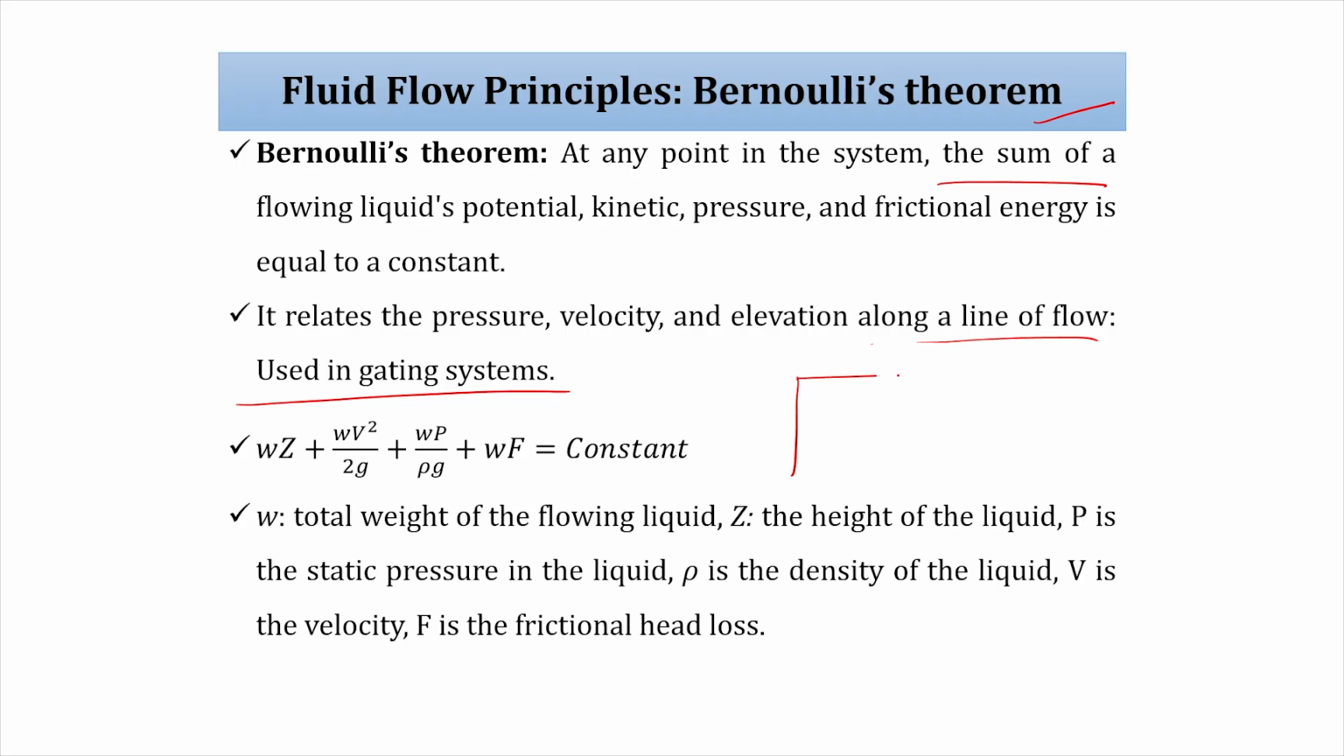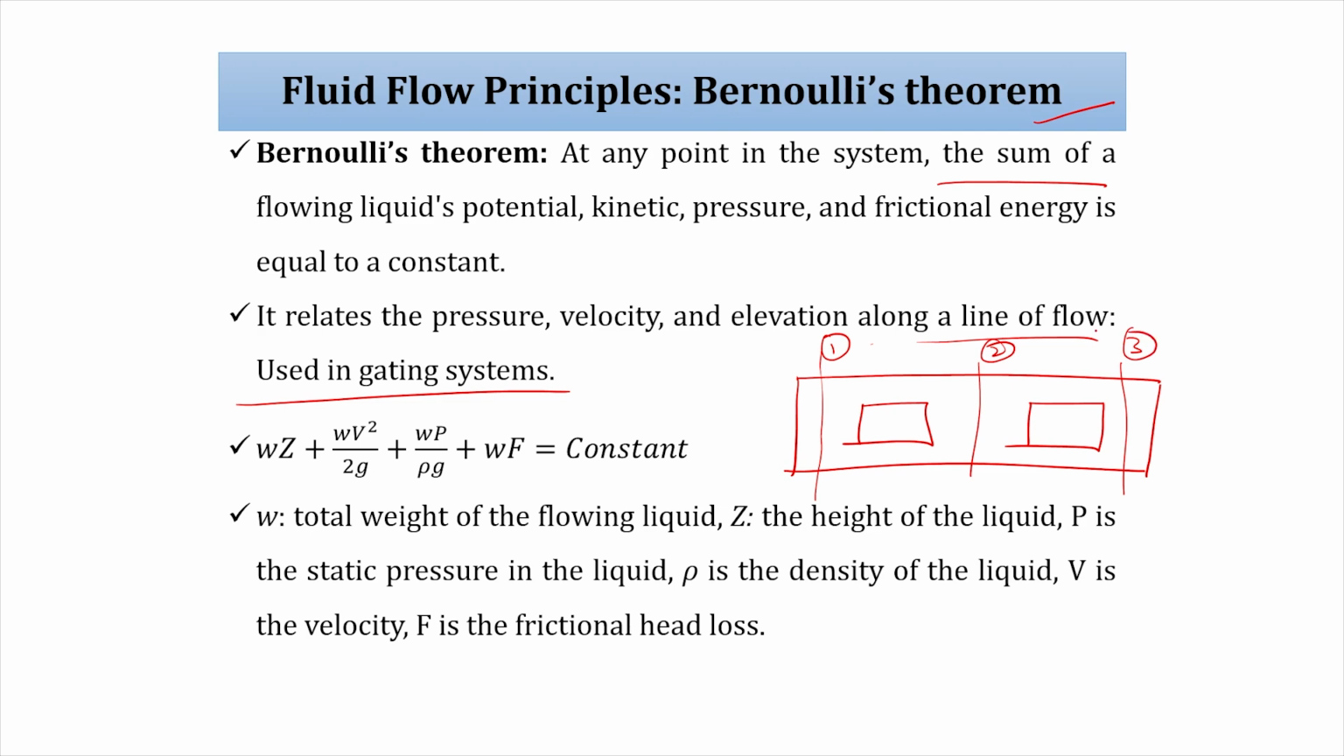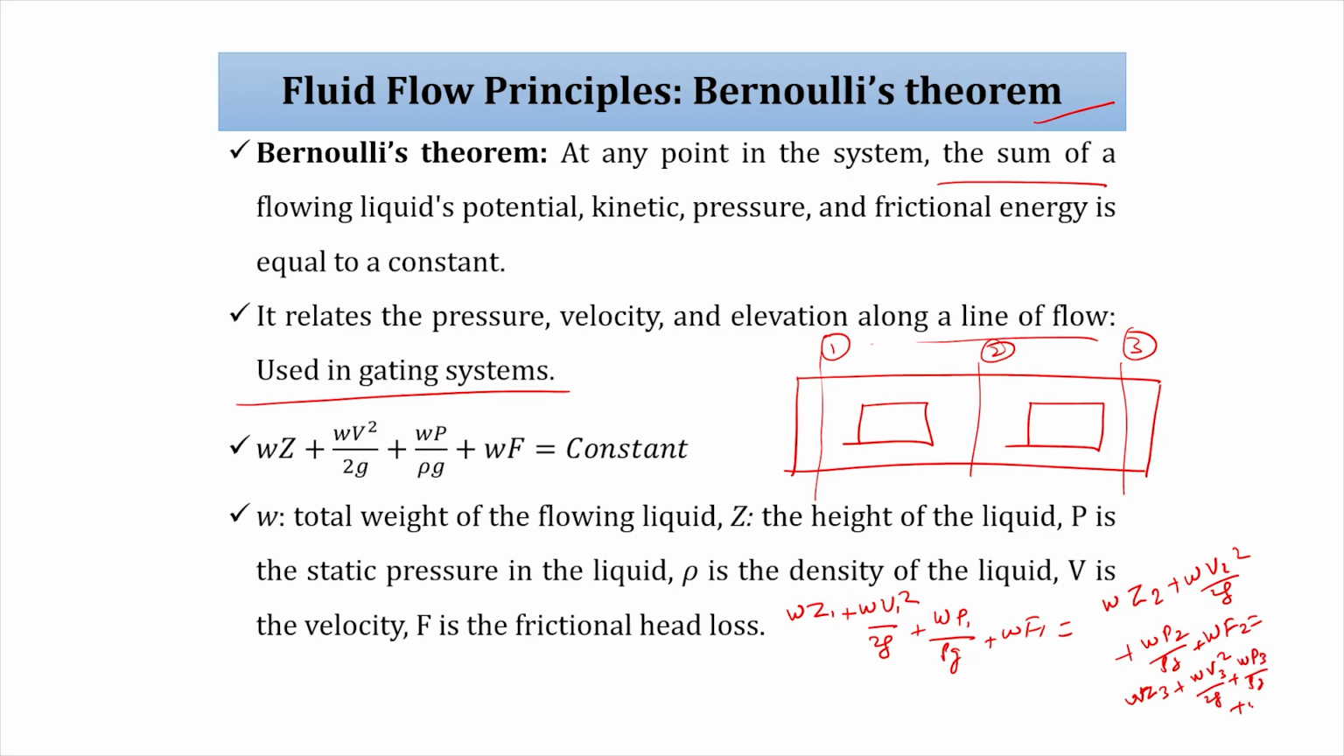Let us assume you are flowing in these channels, in different gates. Point 1, point 2, point 3. So, what it is saying: W Z1 plus W V1 square by 2g plus W P1 by rho g plus W F1 equal to W Z2 plus W V2 square by 2g plus W P2 by rho g plus W F2 equal to W Z3 plus W V3 square by 2g plus W P3 by rho g plus W F3.